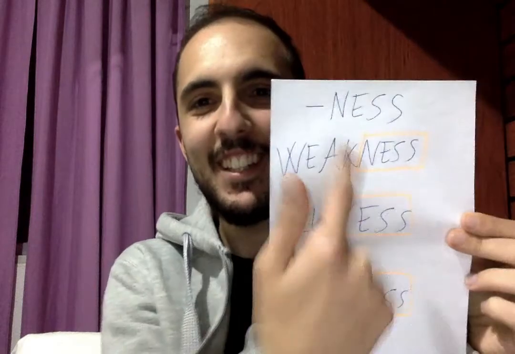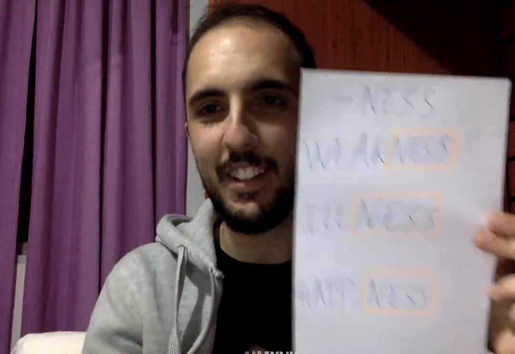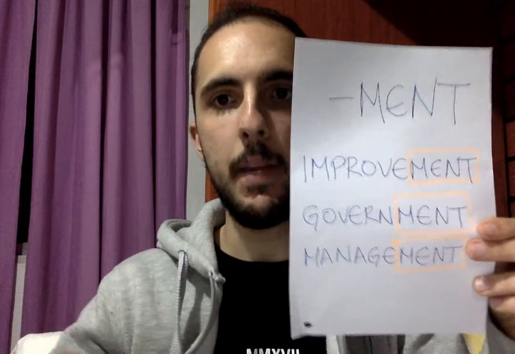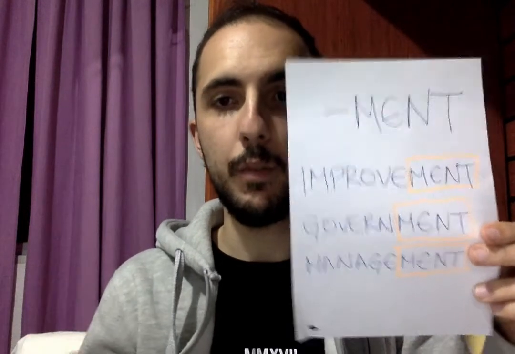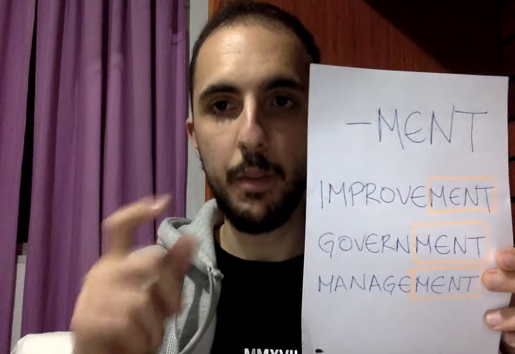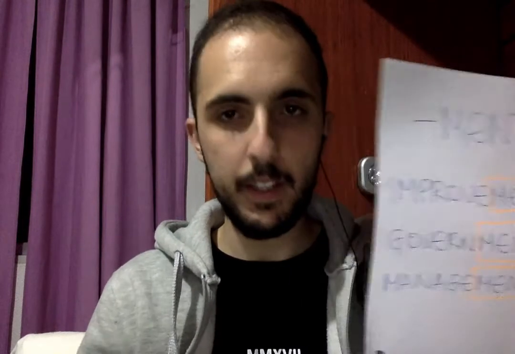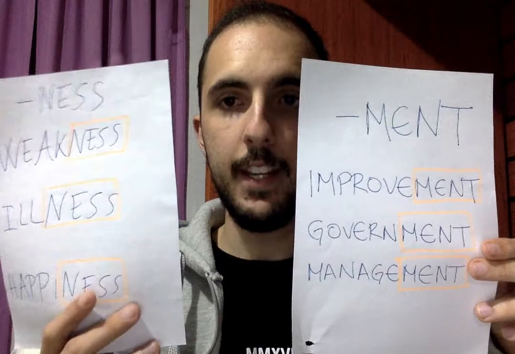Okay, so yeah, weak, ill, and happy are adjectives, and we make them nouns, adding ness at the end. Okay, so weakness, illness, happiness. Same thing for ment, but in the case of verbs, you have improve, govern, and manage, and you make them nouns by adding ment. Improve becomes improvement. Govern becomes government. Notice the change in the strong syllable. Manage becomes management. Okay, so in the cases of ment and ness, they are useful to create nouns.